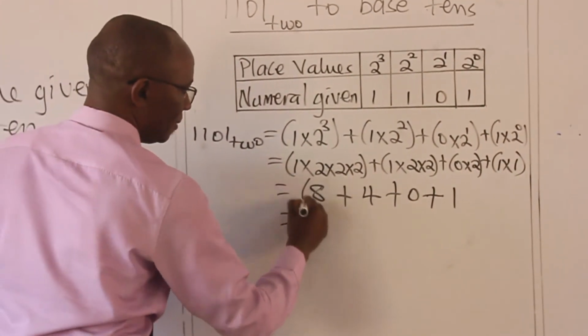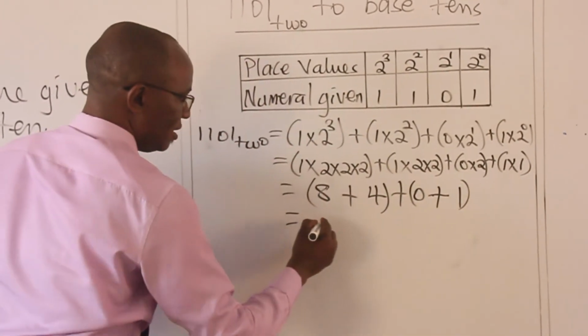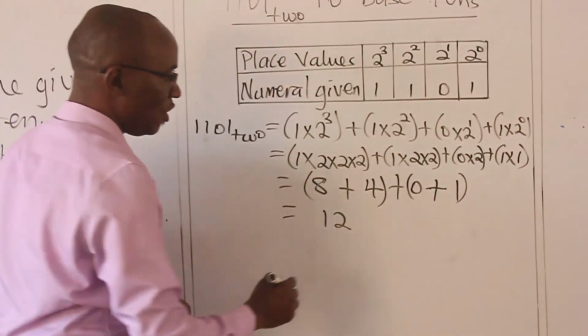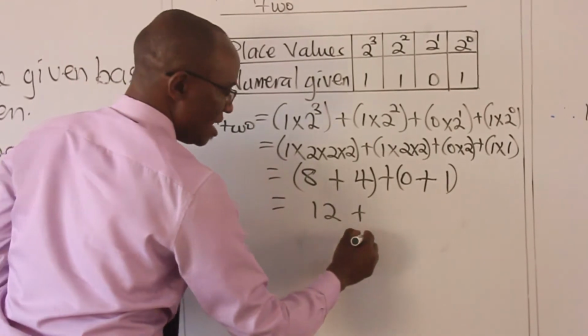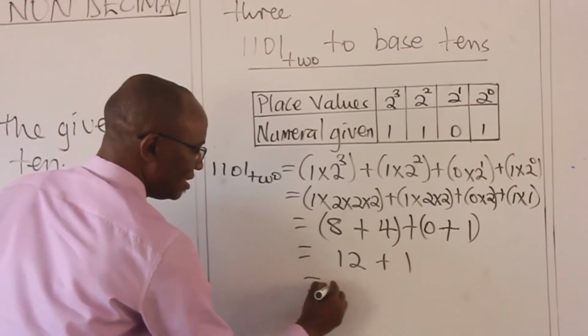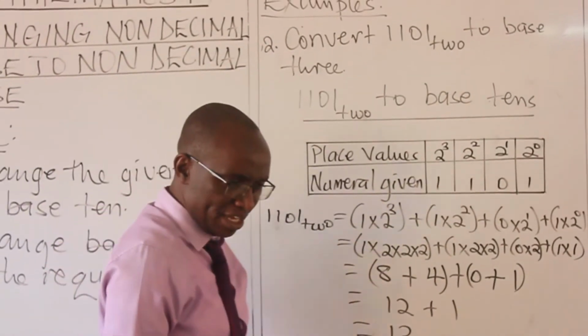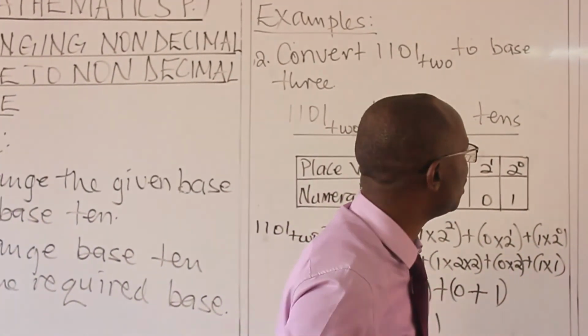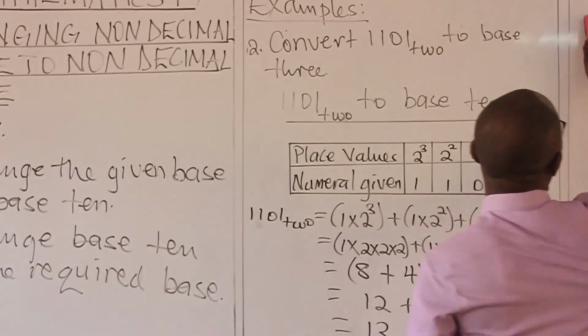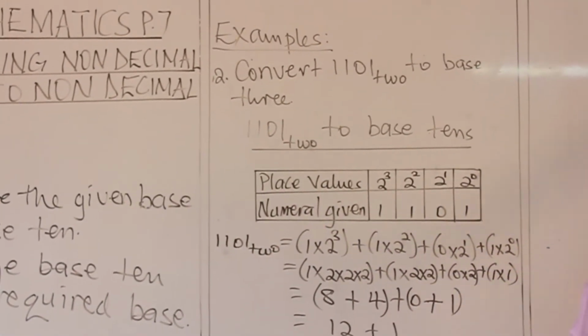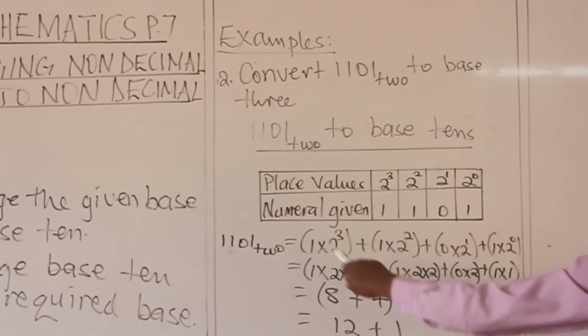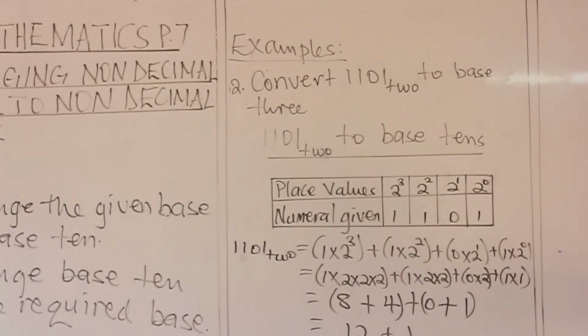So then we add. So that is 12. 8 plus 4 is 12. Plus 0 plus 1 is 1. So the final answer we get is 13 base 10. So we have got the answer in base 10, or what we call decimal base. So now we straight away go to the last step. Remember, the last step is to change base 10 to the required base.